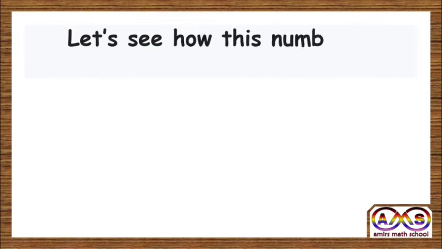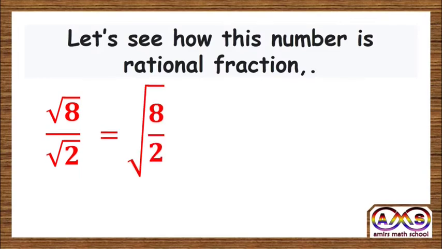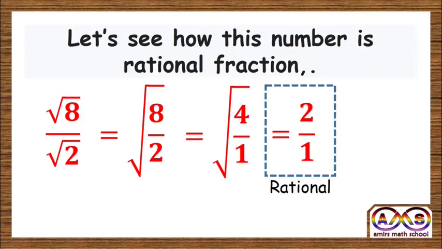Let's see how this number is a rational fraction. Square root of 8 divided by square root of 2. If we simplify this, we can write square root of 8 divided by 2, and after simplification square root of 4 divided by 1, and finally 2 divided by 1. This is a fraction where the numerator and the denominator are both integers. So this is a rational fraction. So we can say the square root of 8 divided by square root of 2 is a rational fraction, or we can say this one is a rational number.